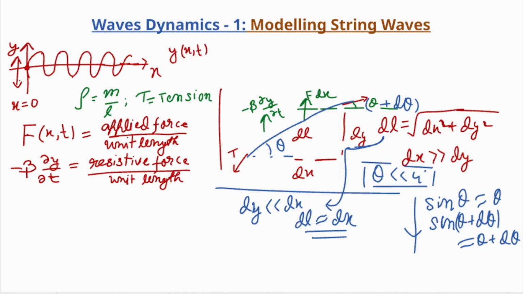Now on the next page we are going to apply Newton's laws of motion for all these things, but there is one more thing. Let's talk about the slope, tan theta. Since theta is much less than 4 degrees, tan theta must also be approximately equal to theta. And since tan theta is dy by dx, we write dy by dx is equal to theta.